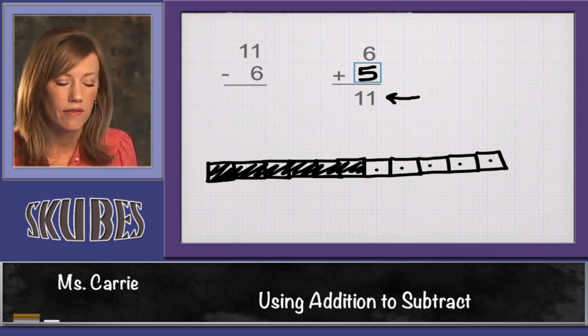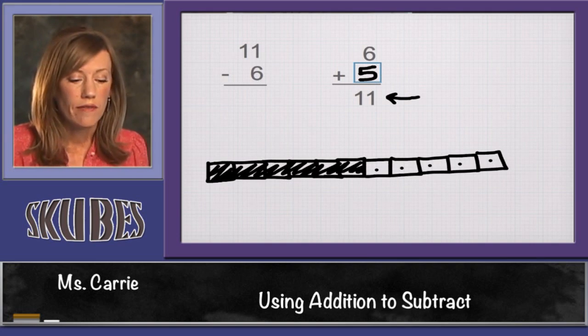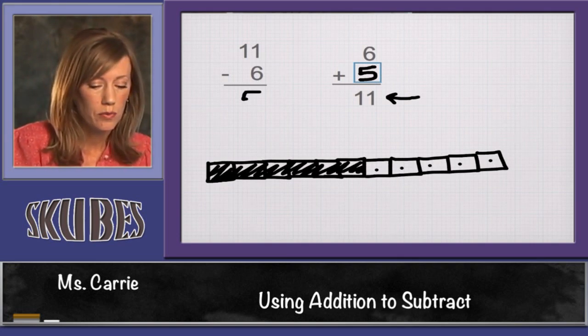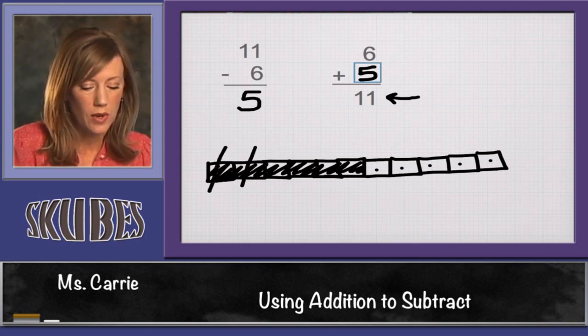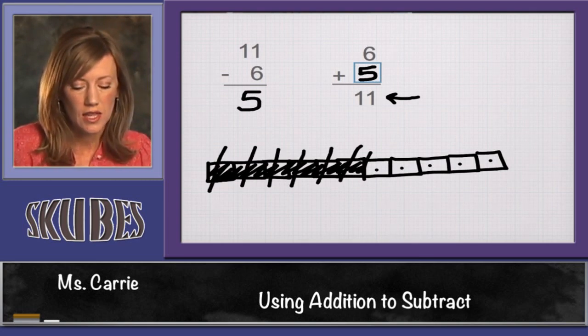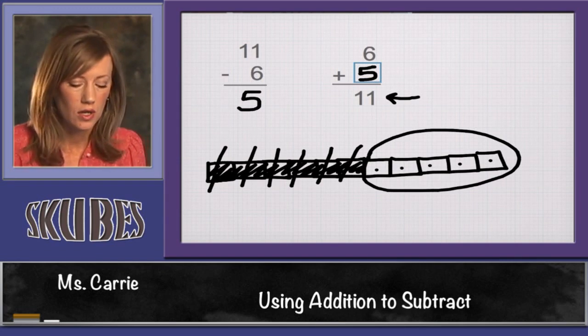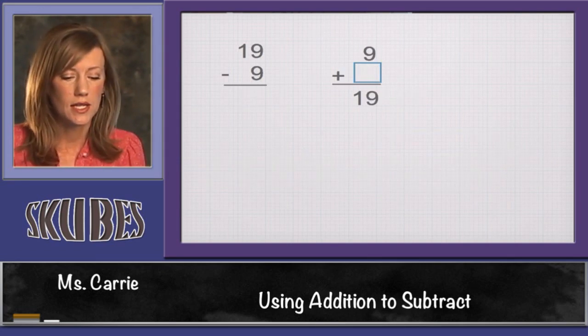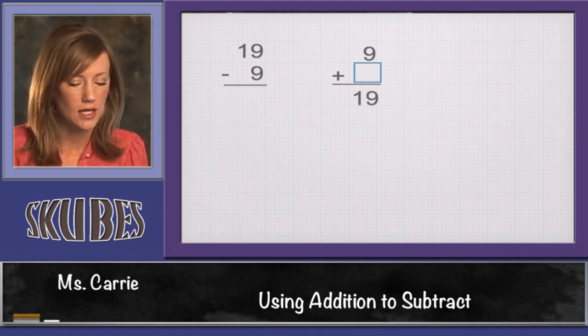6 plus 5 is 11. Well, 11 minus 6 must be 5 because we took these 6 away and we see that we had these 5 left over. Let's look at one more example. 19 minus 9 and 9 plus what equals 19?